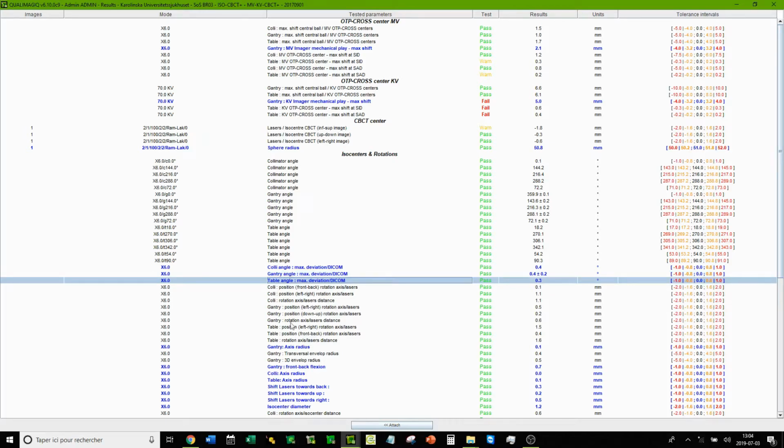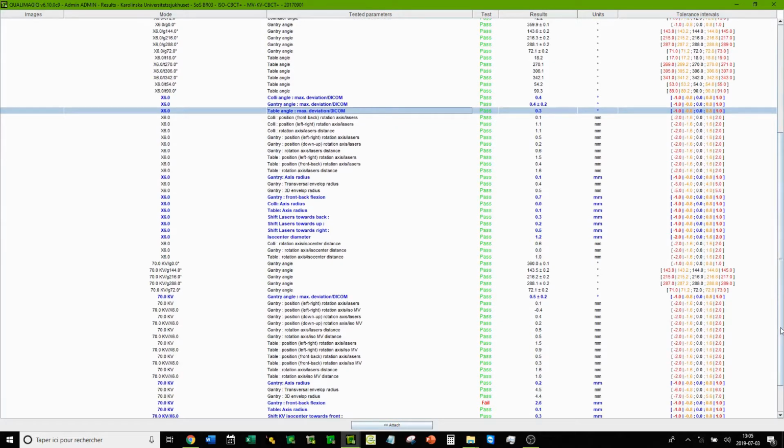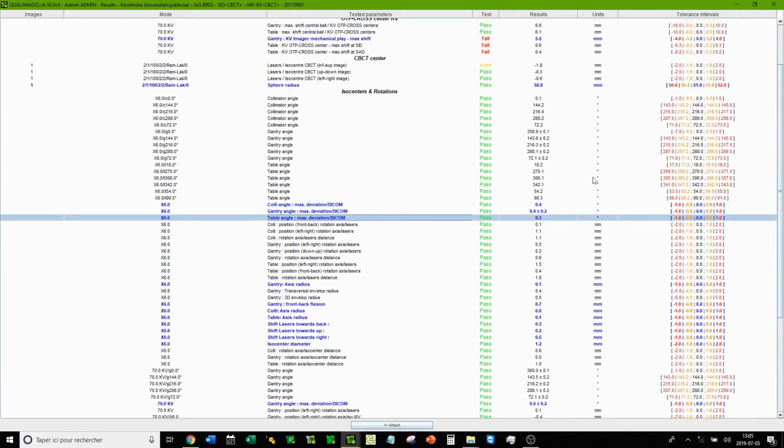None of these tests are related to Winston and Lutz. We get the most we can out of the images to provide the most information we can. For instance, it would be a shame not to test rotation angles here, where everything is rotating and moreover where it is tested from a radiative rather than a mechanical standpoint.